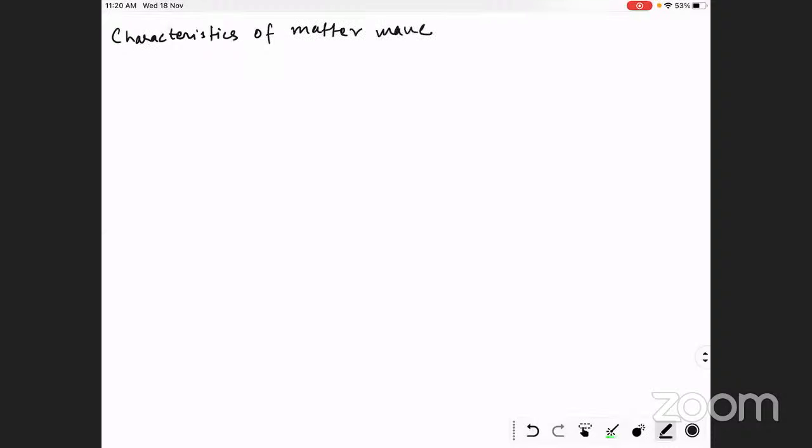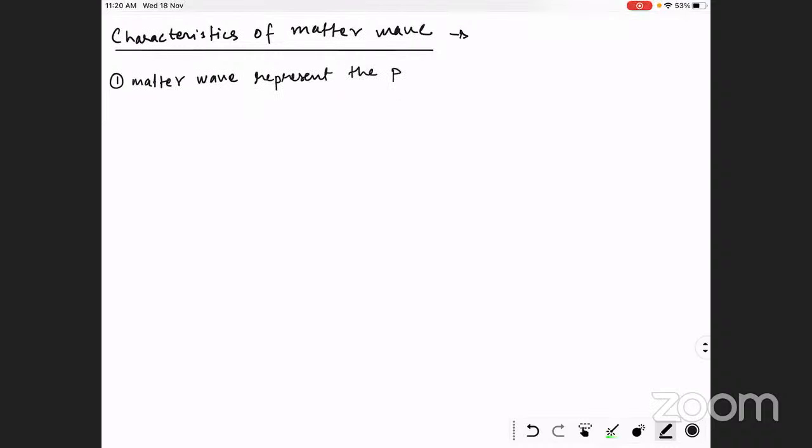It is very important. Matter wave represents the probability to find a particle in space.